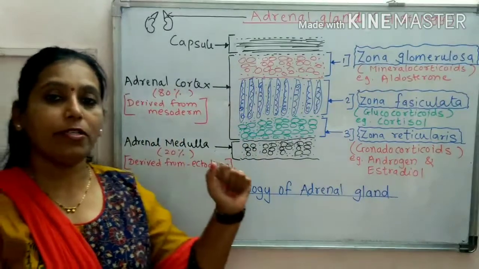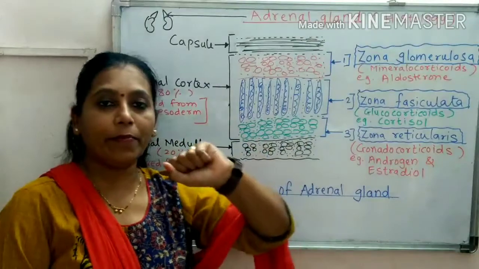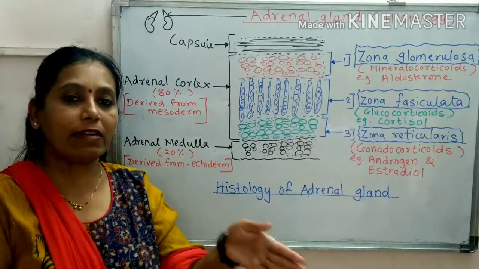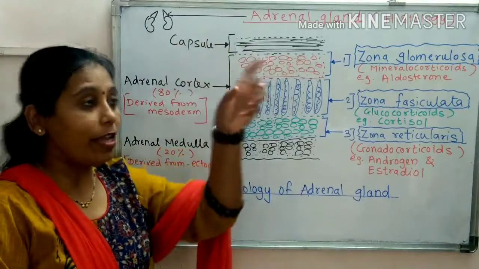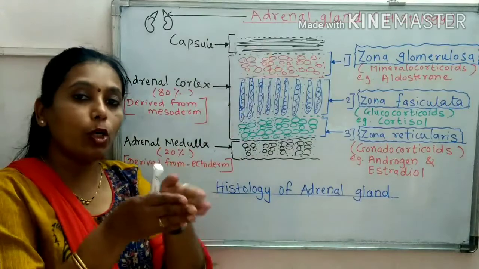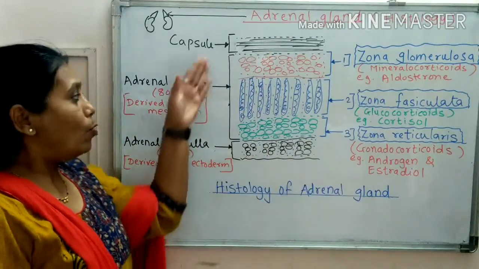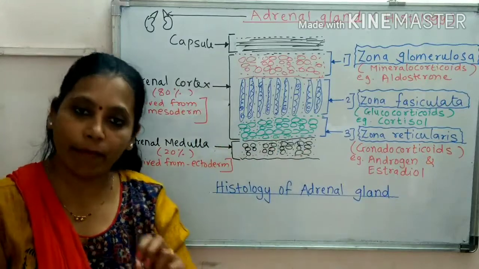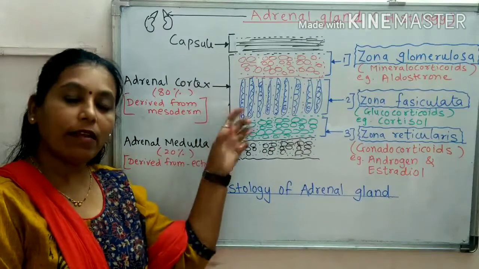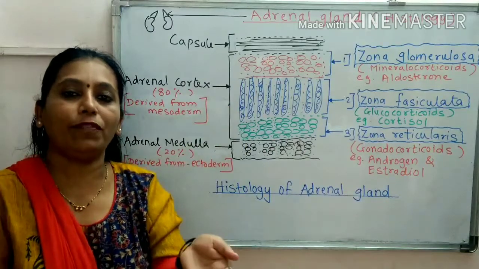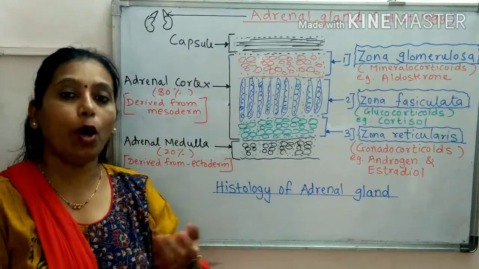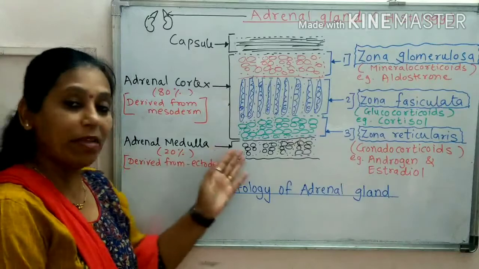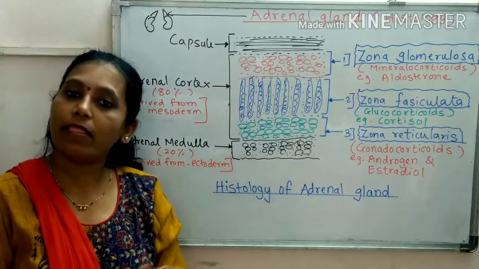Let us first study the histology of the adrenal gland. This gland is divided into two distinct parts. The outermost covering is called the capsule, but the two distinct regions are the outer part, the cortex, and the inner part, called the medulla. Now this cortex covers 80% of the adrenal gland. It means it occupies a major region of the adrenal gland, and 20% is covered by the medulla.